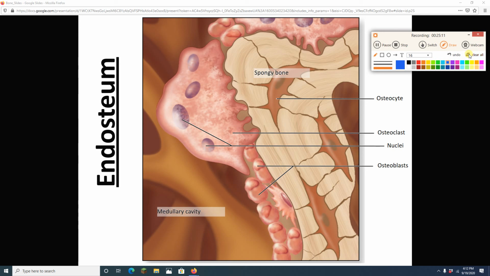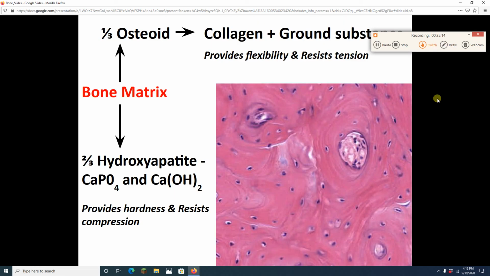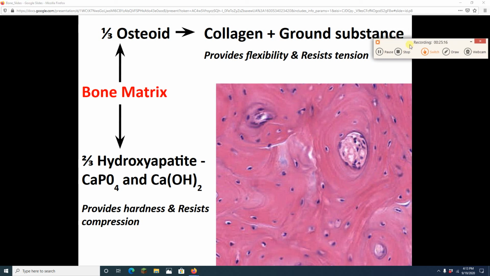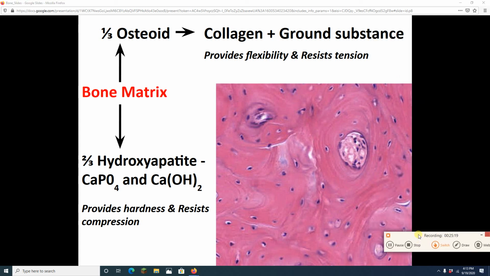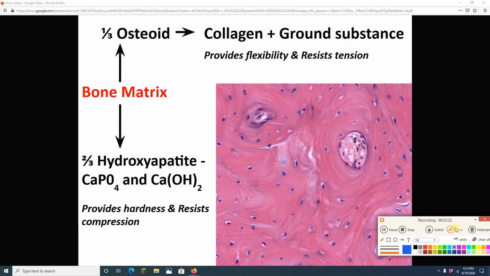Okay, let's keep on going and let's talk a little bit about bone matrix. We just said osteoblasts make it, osteoclasts break it. Bone matrix has got two major components. About a third of it is this stuff called osteoid. Basically means bone stuff. It's the collagen and the ground substance, like the scant amount of liquid that we have in this connective tissue. This gives our bone flexibility, but it's hard to pull it apart. So collagen, you can bend it, but it's hard to pull it apart.